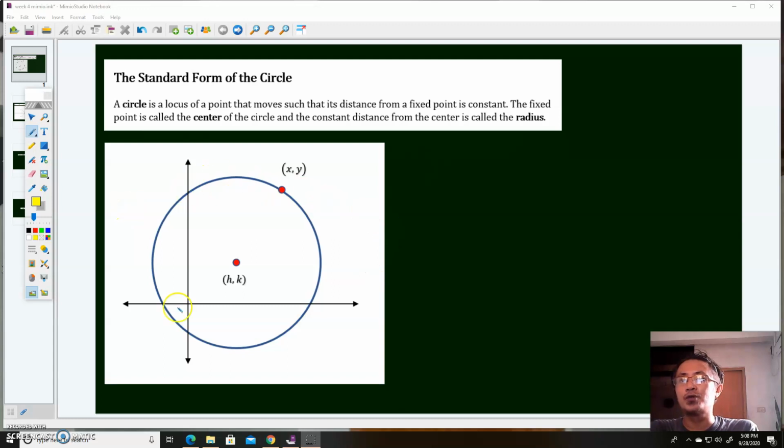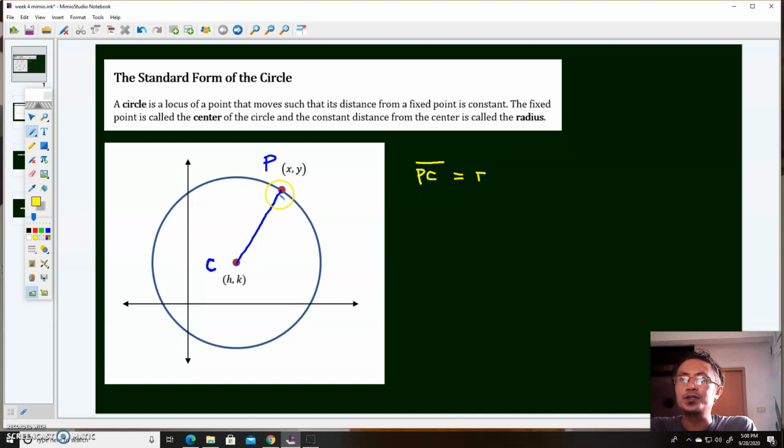Now, you know about this already, that this is the center, the point in the middle, and the distance from this point to any point on the circle is the radius. Now let's have this point xy be point P to be the representative of all those points. You know that the distance from the center is always the radius. So therefore, the length of segment PC is actually the radius.